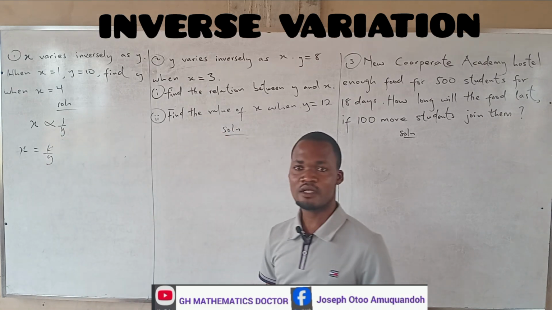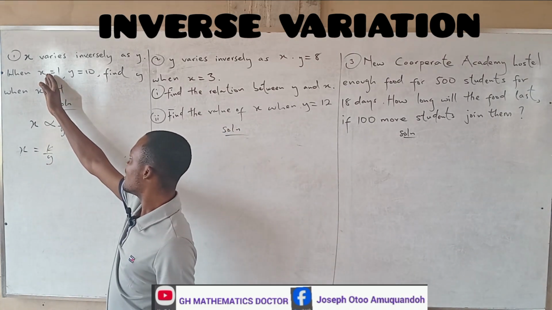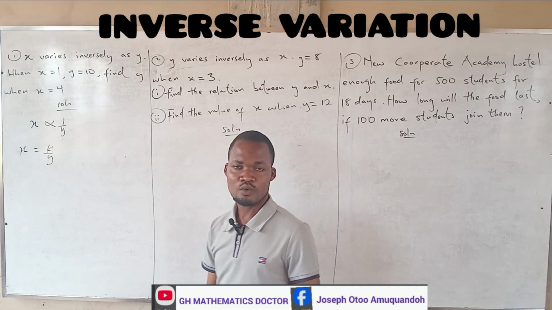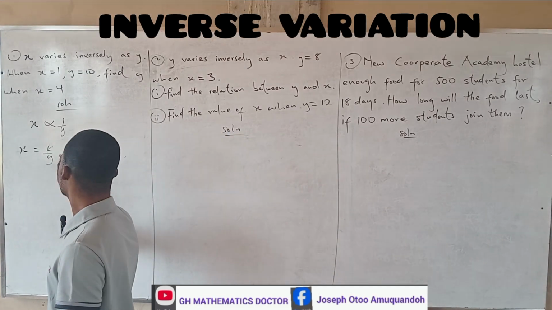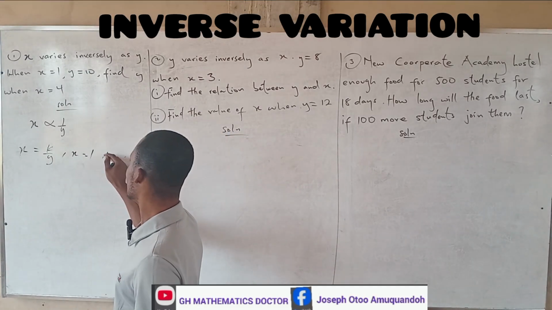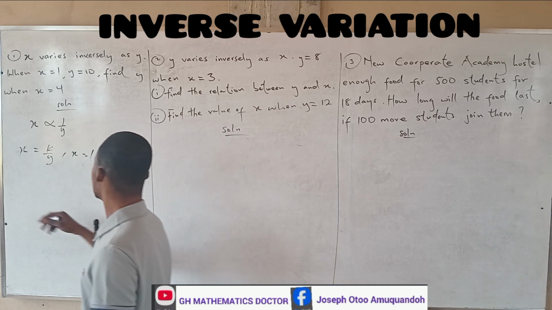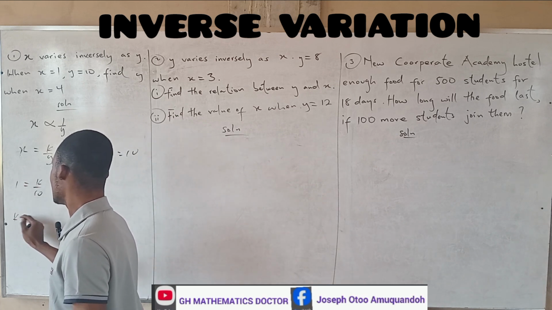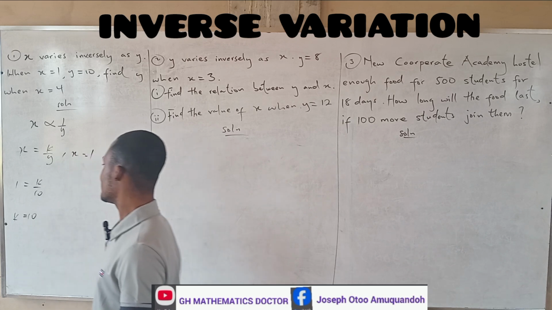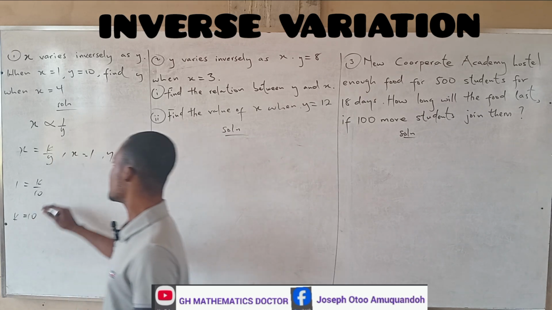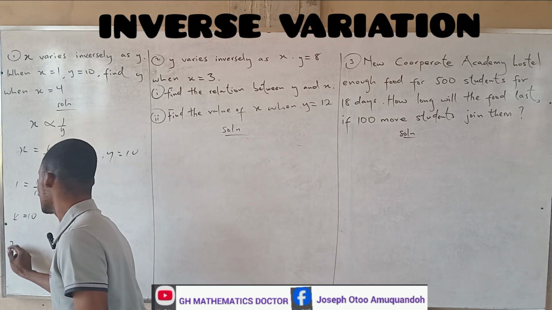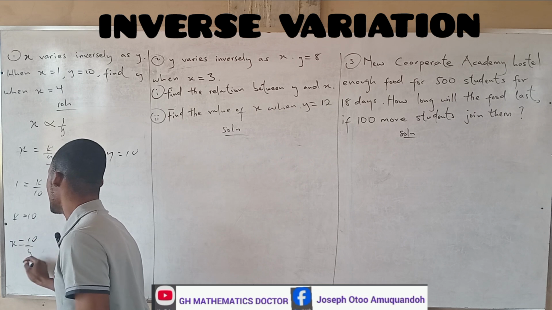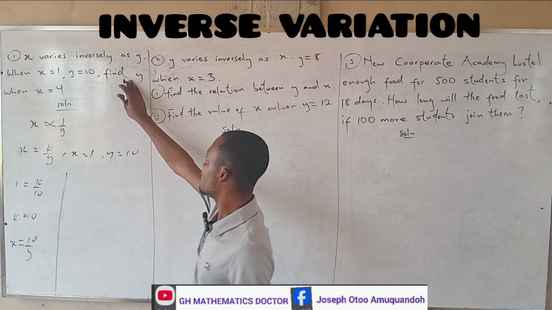So in this form, we need to find the value of k when x equal to 1 and y is equal to 10. So we have, when x equal to 1 and y equal to 10, our k will be: 1 equal to k over 10, and cross multiply, k is 10. So we are going to substitute k equal to 10 into the original expression, which is x equal to 10 over y. Then we find y.